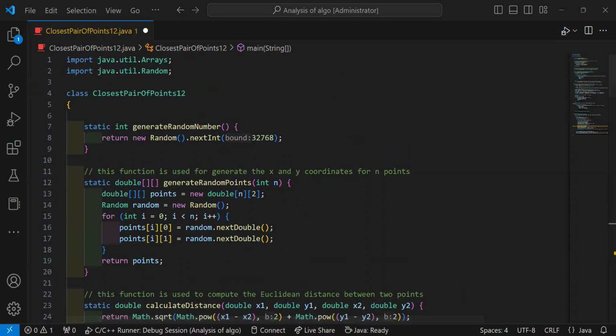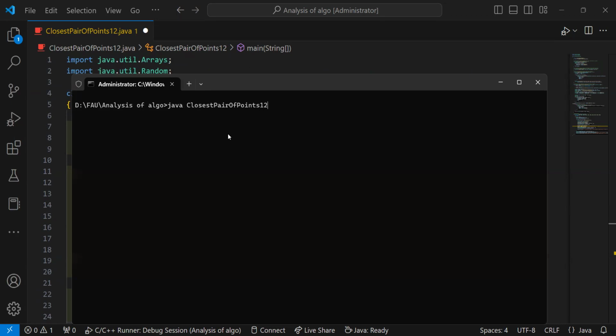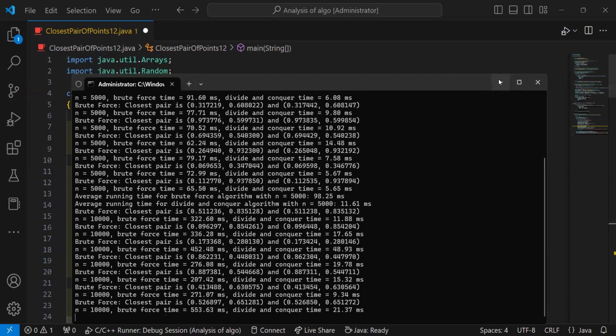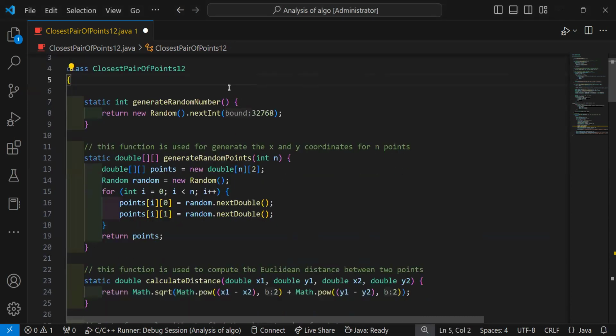Okay, so today I'll be presenting the closest pair of points algorithm implemented in the Java language, utilizing both brute force and divide and conquer. Before I move on to the coding section, let me just run this code because it takes several minutes to run. So let's compile. Okay, perfectly compiled. Let's run. While it runs, let's move on to the coding section.